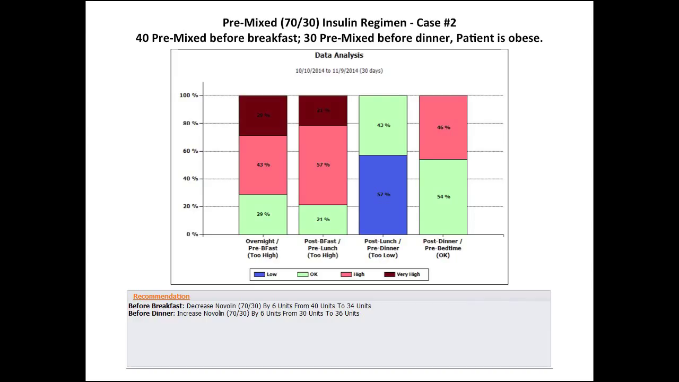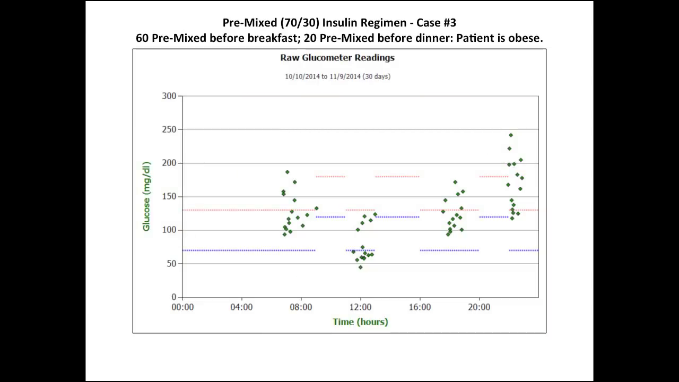And we would increase the Novolin 70/30 before supper because this is too high and you want to get this down. You're probably going to be all right because even though it's okay before bed, only 30% of your increase is going to go to that. Okay? Third patient.